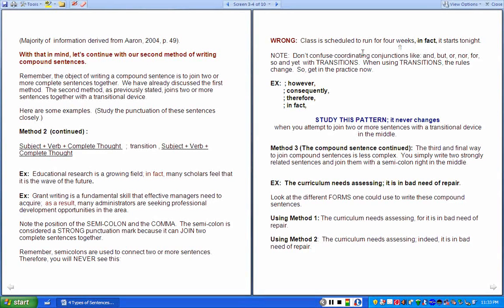So don't confuse coordinating conjunctions like and, but, or, nor, and for with transitions. Remember, they are different. So look at the example, study the example. Study this pattern, it never changes. When you attempt to join two or more sentences with a transitional device, the method is semicolon, transition, comma. Again, this is something you have to study and practice. And what I would like you to do is, at the end of this lesson, practice writing the 3 types of compound sentences. Now, let's talk about the final type of compound sentence. Okay?